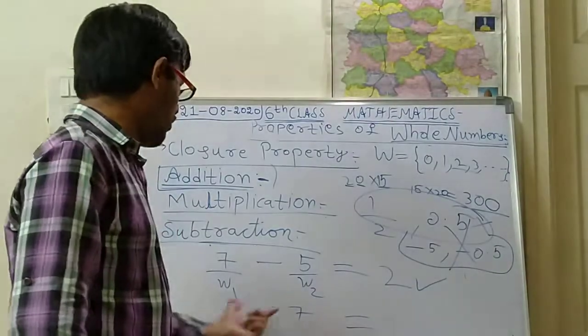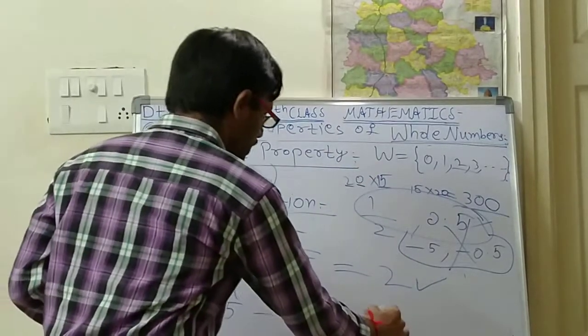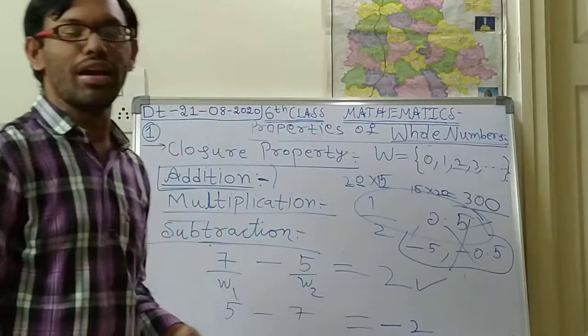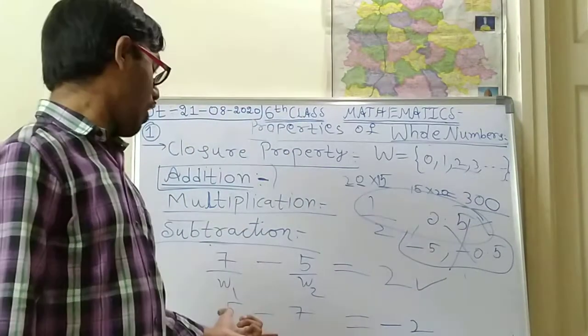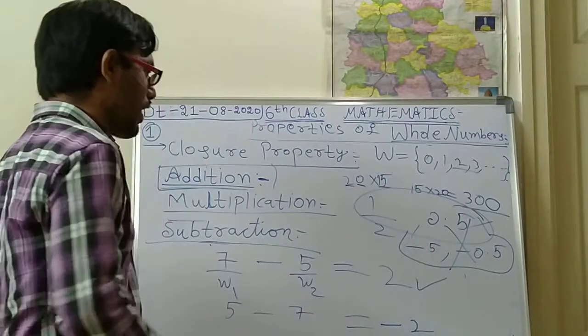So that means what will become? The result will be a negative answer. So 5 minus 7 is minus 2. Minus 2 will be coming. How minus 2 will be coming, you know, already you have seen in the number line.